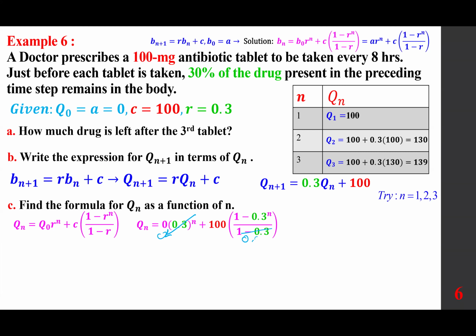This is 0.7. We put it underneath 100. And this is the same as 1,000 over 7 because you're going to multiply the top and the bottom by 10. You don't want to have a decimal in the denominator.